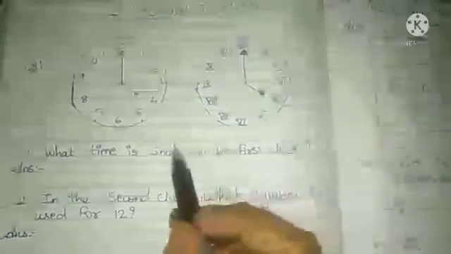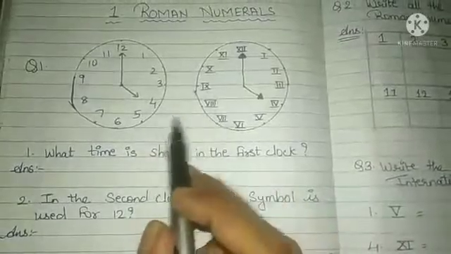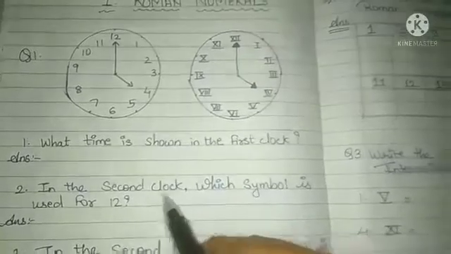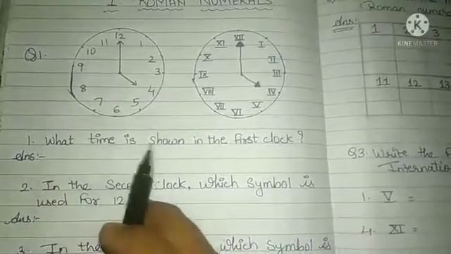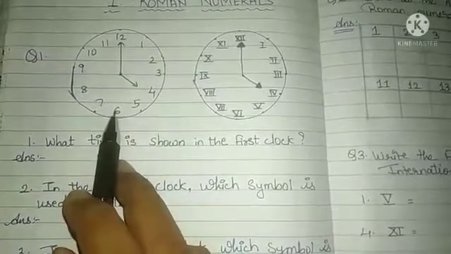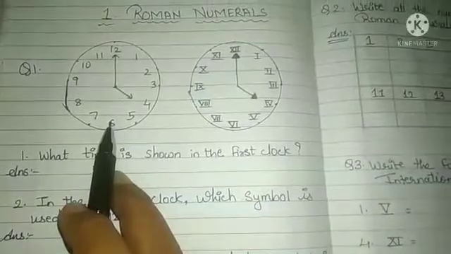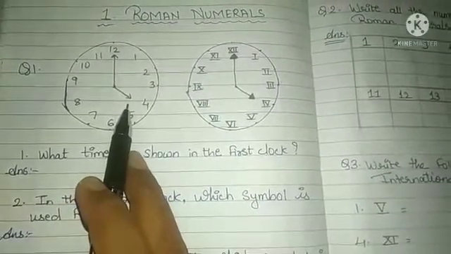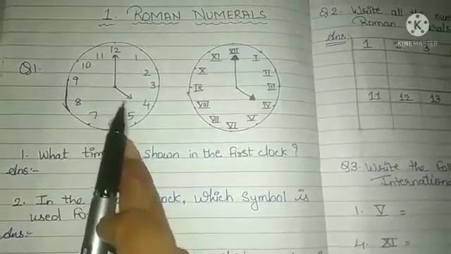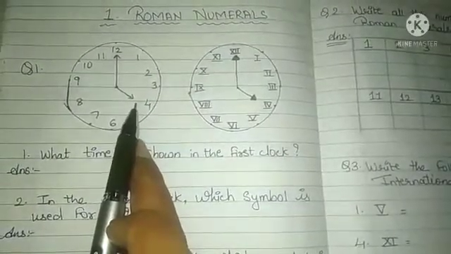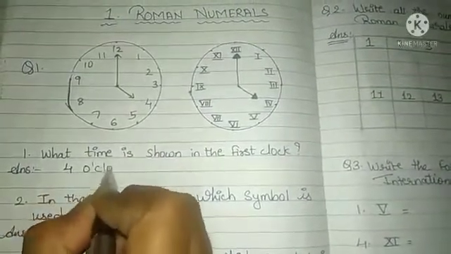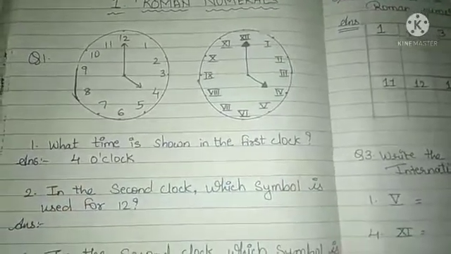Students, see what we have to do in question number 1. We have to observe this clock and write down the answers below. Clear? So the first question, what time is shown in the first clock? See here, the small hand is on the 4 and the bigger hand is on 12. So what is the timing shown in this clock? That is 4 o'clock. Clear? Now second question.